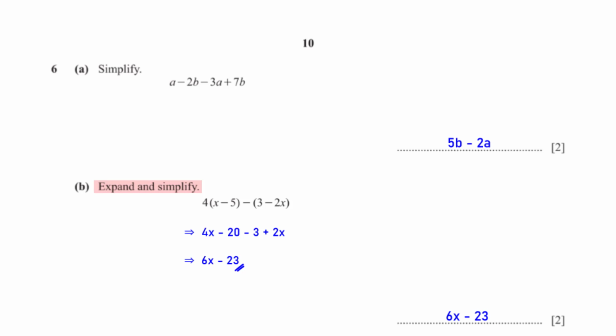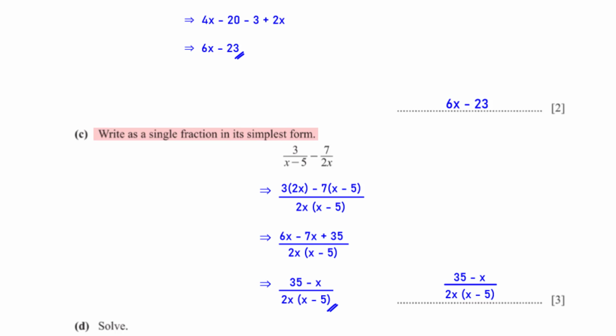Expand and simplify 4 times x minus 5, minus 3 minus 2x. When we expand the brackets, 4 times x is 4x. 4 times negative 5 is negative 20. Negative 1 times 3 is negative 3. Negative 1 times negative 2x is 2x. When we group like terms, 4x plus 2x is 6x. Minus 20 minus 3 is minus 23. So we have 6x minus 23.